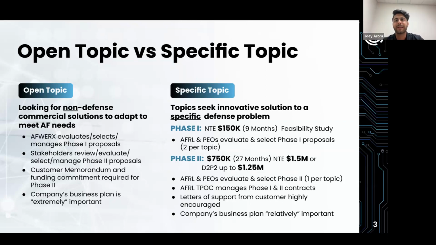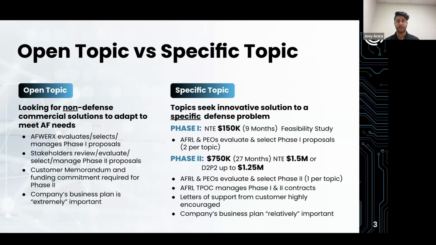The specific topic exists as a way for the Air Force to say, here are key things that we need in materials manufacturing, or what we need in AI ML capabilities, or in space responsiveness capabilities. And those are specific topics that are laid out with requirements. And those applications are due on 18 October this year. The open topic applications are due tomorrow at noon Eastern.